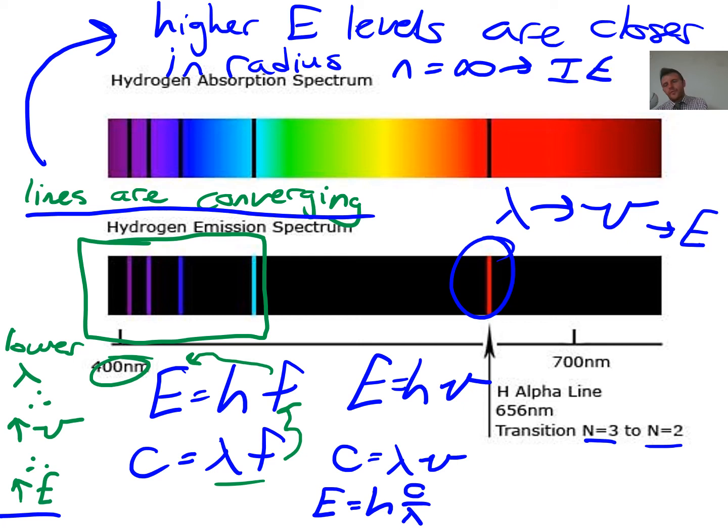ionization energy. So if we can ever give an electron enough energy to take it to an energy level that is infinitely far from the nucleus, then the nucleus can no longer hold an attraction on that electron, and it is then a positively charged particle.